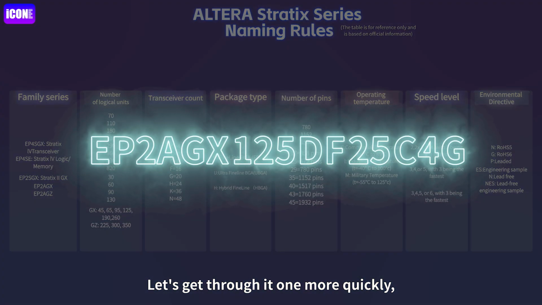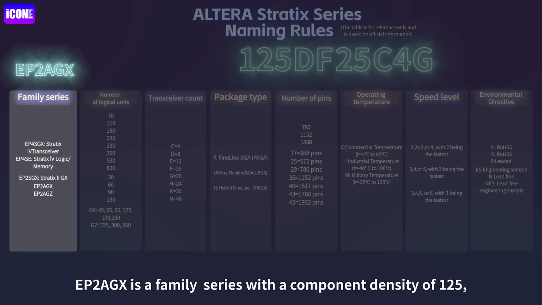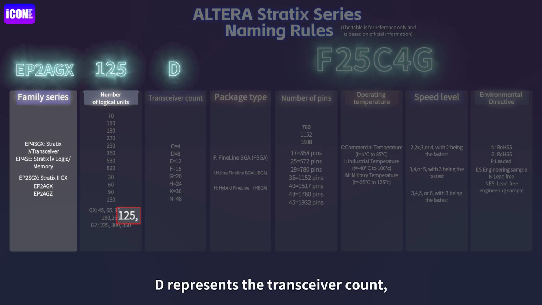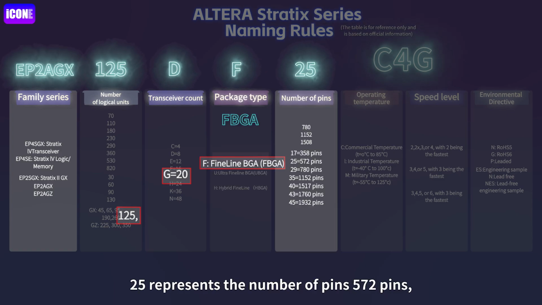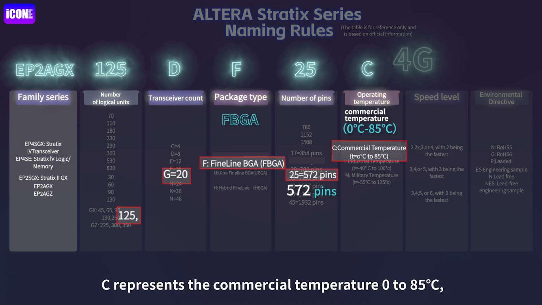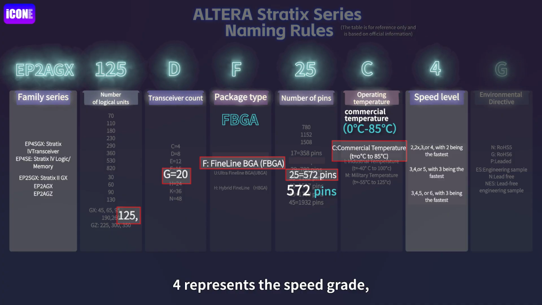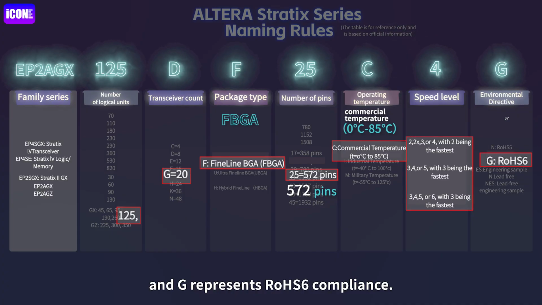Let's go through one more quickly. EP2AGX is a family series with a component density of 125. D represents the transceiver count. F represents the package type FPGA. 25 represents the number of pins, 572 pins. C represents the commercial temperature 0 to 85. 4 represents the speed grade, and G represents RoHS6 compliance.